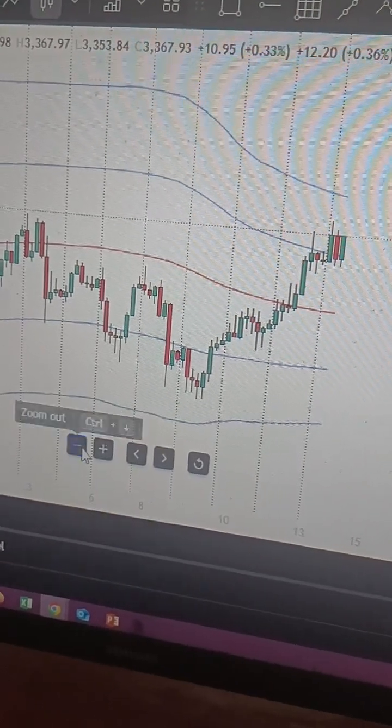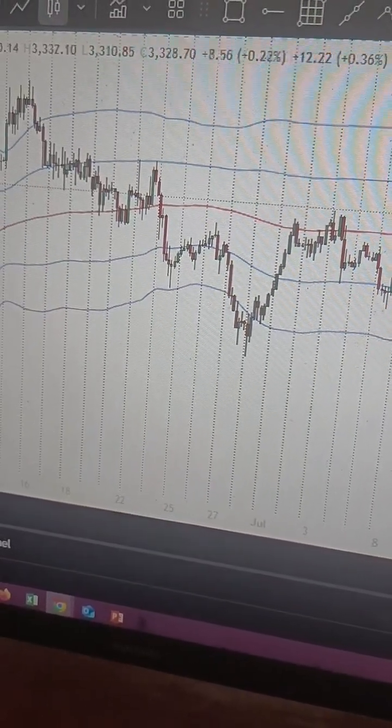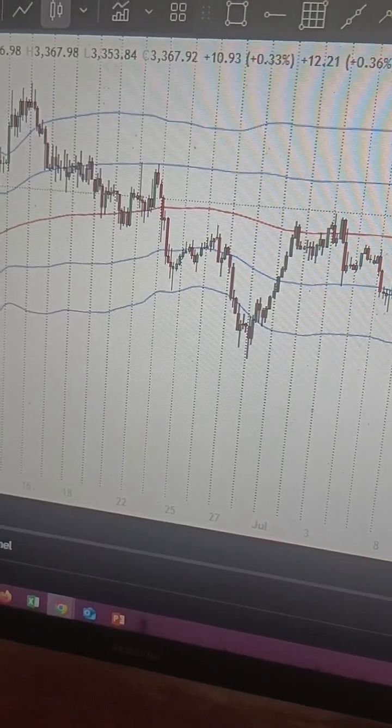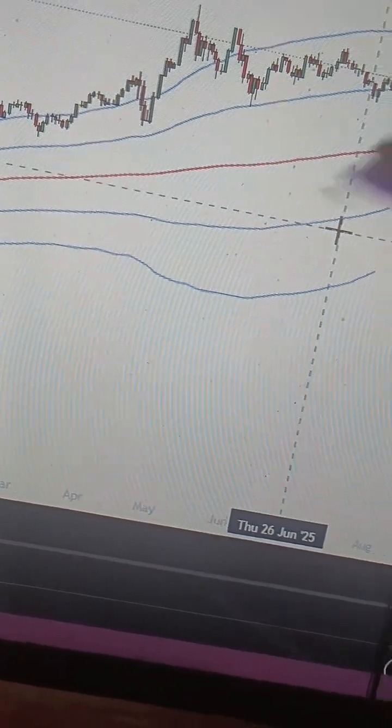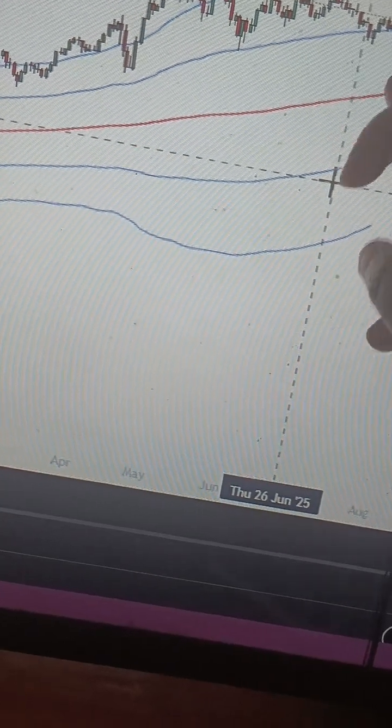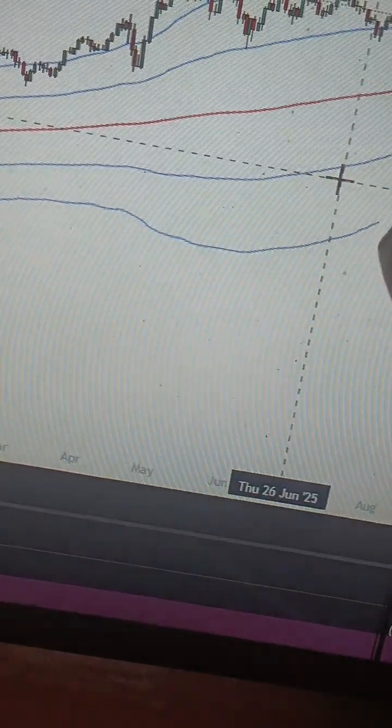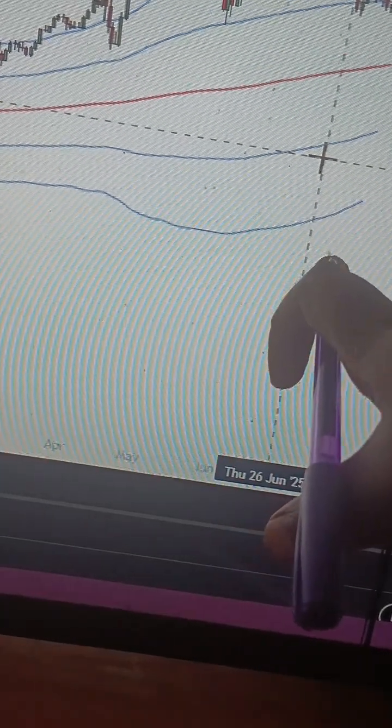So these levels act as our supports and resistance. If we are above this red line, which is the basis, not the standard deviation, we are bullish. If we are below this red line, we are bearish, and this acts as our supports and resistance.